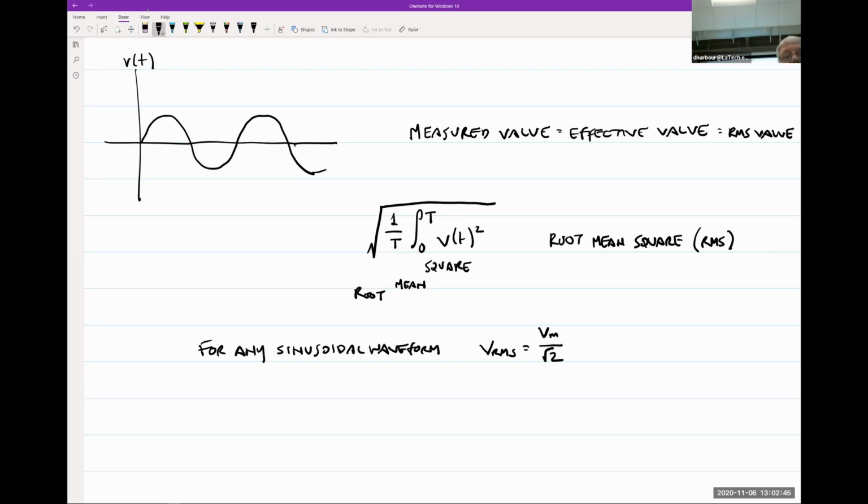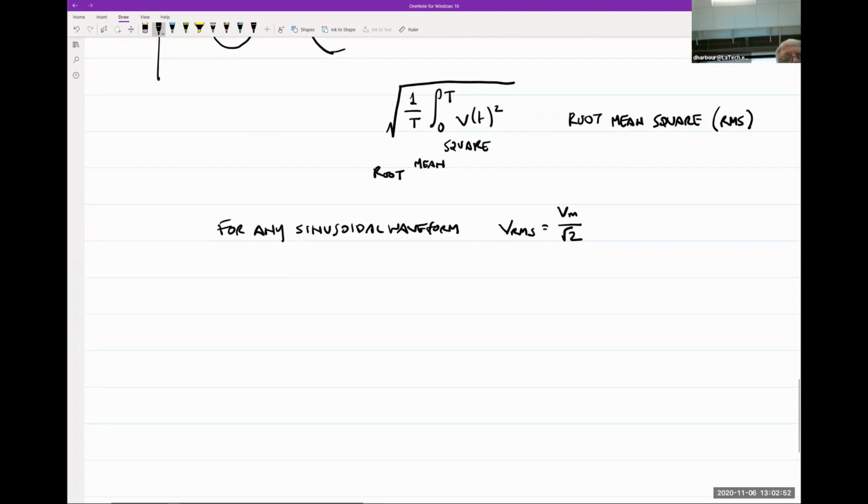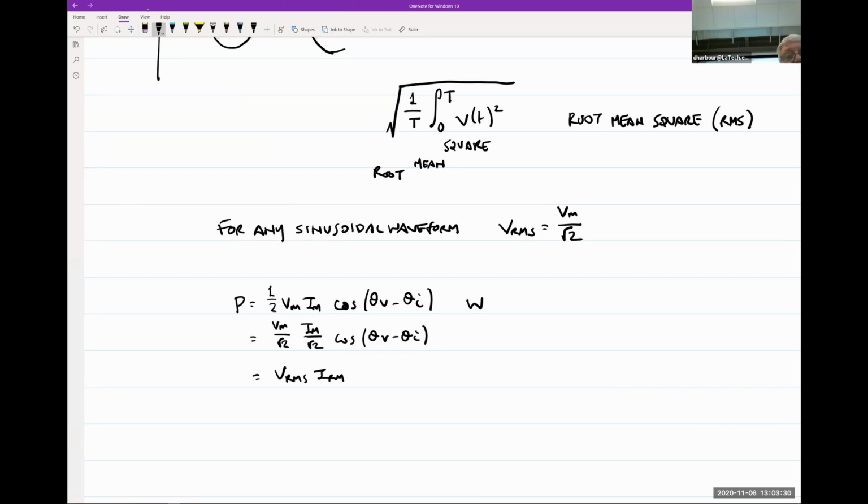Okay? So that'll come in handy in the web work when we go look at that for a minute. It also means that if we looked at our average power equation, that was 1/2 Vm Im cosine(theta V minus theta I) in watts, we could rewrite this as Vm over the square root of 2 times Im over the square root of 2. That's the same thing, right? Square root of 2 times square root of 2 is 2. It's in the denominator. So cosine(theta V minus theta I). So we could rewrite this equation as V_RMS times I_RMS cosine(theta V minus theta I).